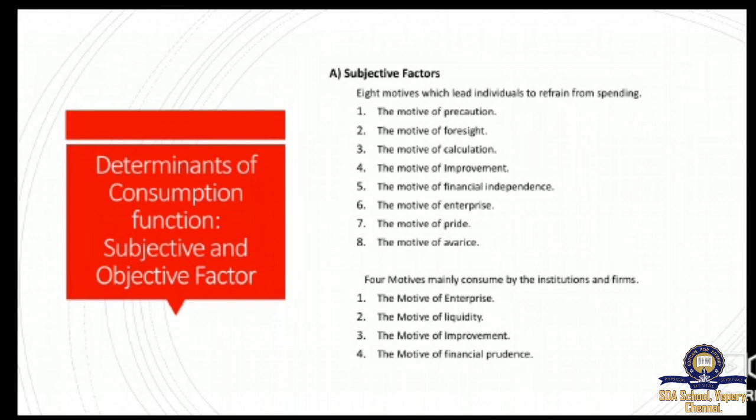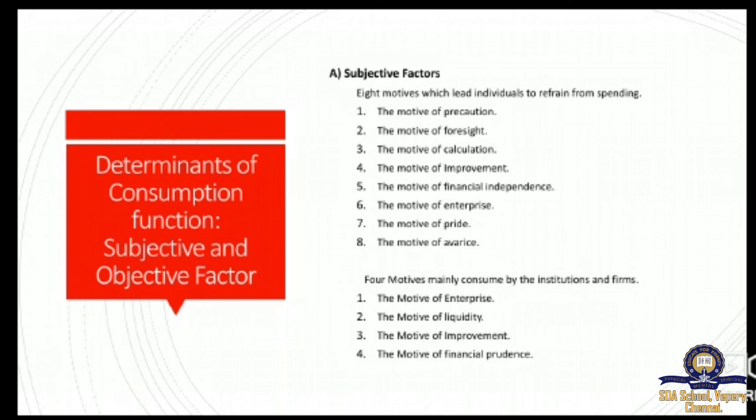And the next four points are for the government, institutions, and business corporations. They have four motives that will affect the consumption function. First one is the motive of enterprise. That means I'm securing money in order to buy capital goods for my business in the future. Without taking a loan or debt, I want to buy all my capital equipment with my own money. So I am consuming less.